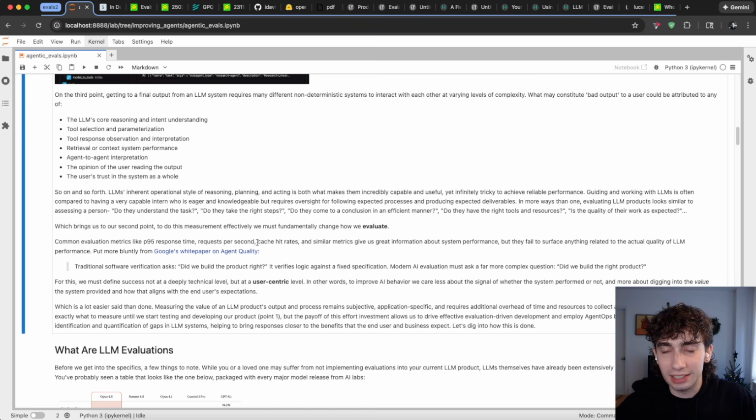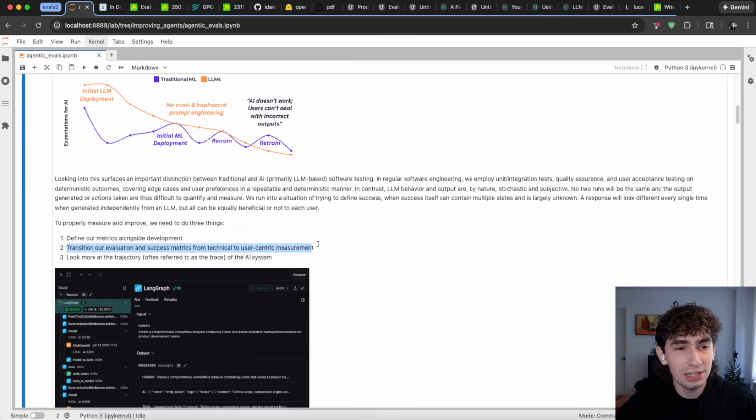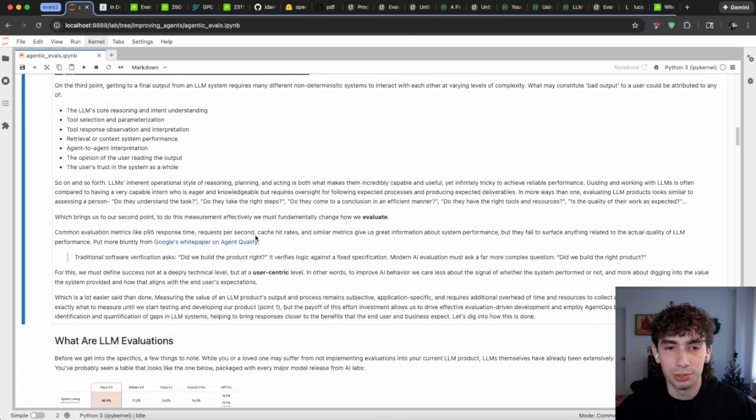So with this understanding that evaluating and improving language models is a little bit different from what we usually do, this brings us to our second point that we need to transition our evaluation and success metrics away from technical to user-centric measurement. Essentially, we need to fundamentally change how we evaluate as a whole.